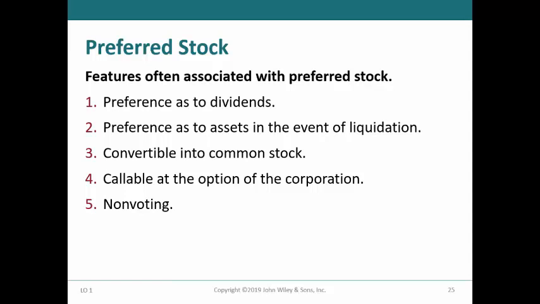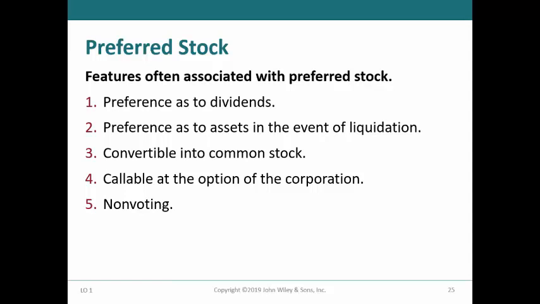Preference to dividends means that the preferred shareholders must receive their dividends before the common stockholders are given a dividend. This does not guarantee that the preferred stockholders will receive a dividend every year, which is why preferred dividends that are not declared are not recorded as a liability of the corporation. Dividends do not become a liability until they are declared by the board of directors.